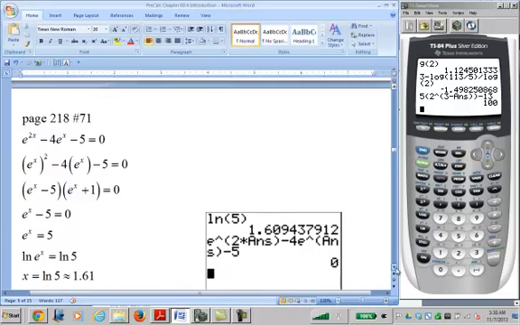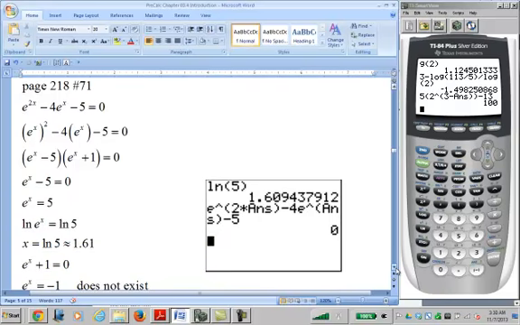And then number 71. Again, you can do this on your own and then check it here if you wish, or you can follow along. e to the 2x minus 4 times e to the x minus 5. e to the 2x becomes e to the x squared minus 4 times e to the x minus 5. We're now in quadratic form, and we factor this into e to the x minus 5 times e to the x plus 1 equals 0.